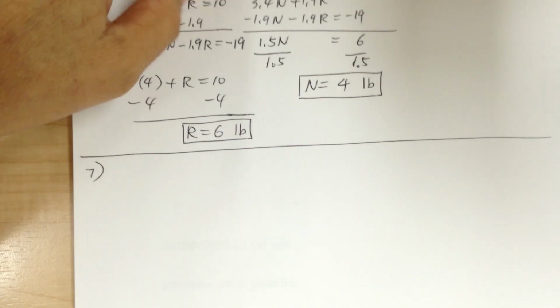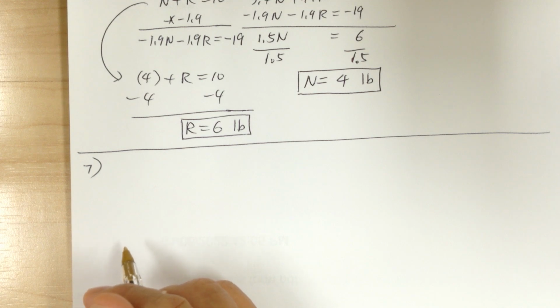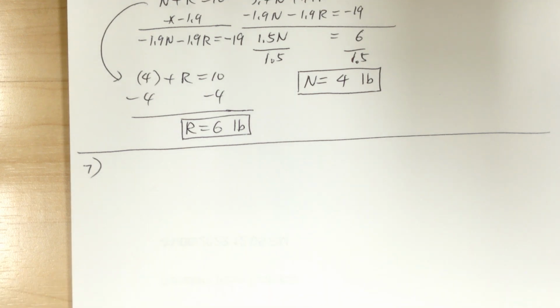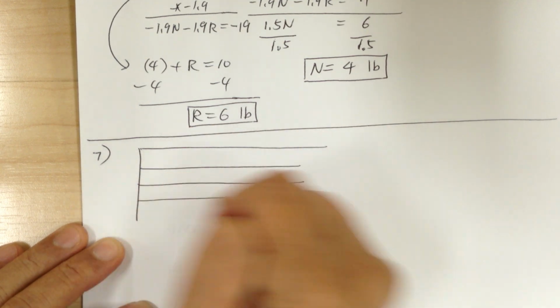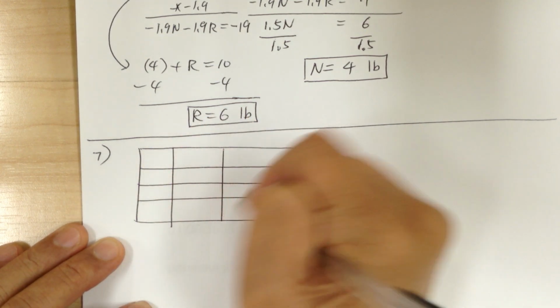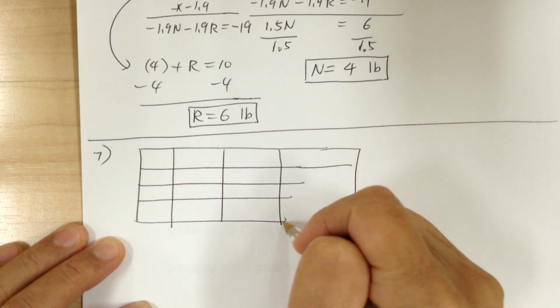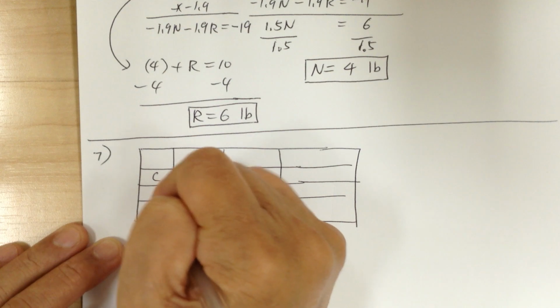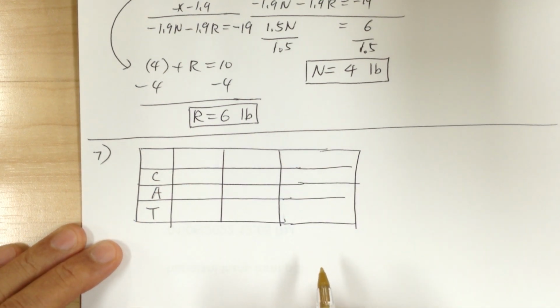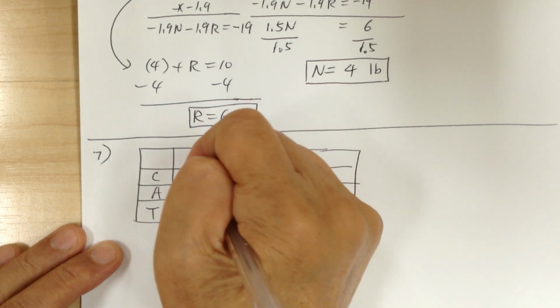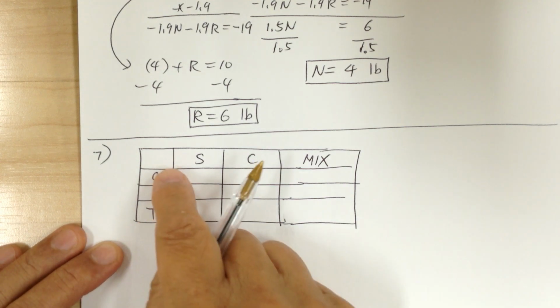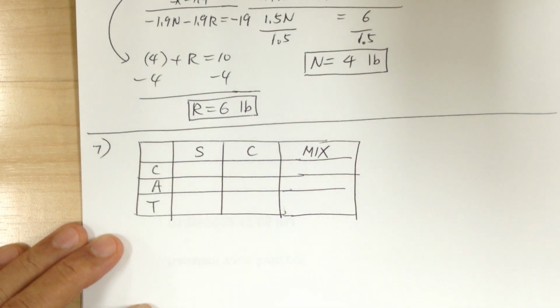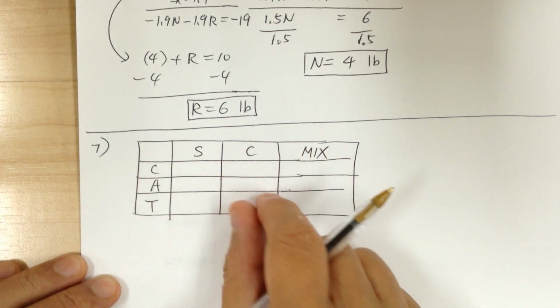Okay, number 7. So you can read through. Again, this is a mixture problem, so that's going to make the table. And what are we mixing? Soybeans and corn. Let's go back and read from start to finish. Make sure you get all the labels, the names ready, and then you can fill in the blanks.